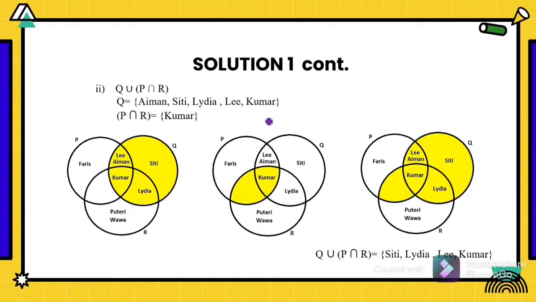Question number 2, they want Q union the bracket P intersect R. For Q, this is the region for Q. Union with P intersect R. All the elements of P which intersect with R is just Kumar. So Q plus this region, we get this shaded region. So this is the answer for question number 2.